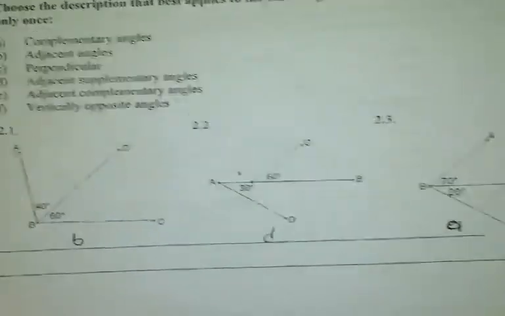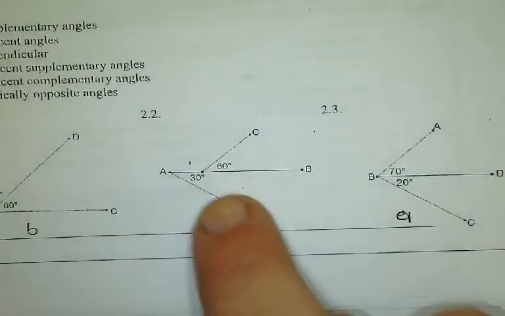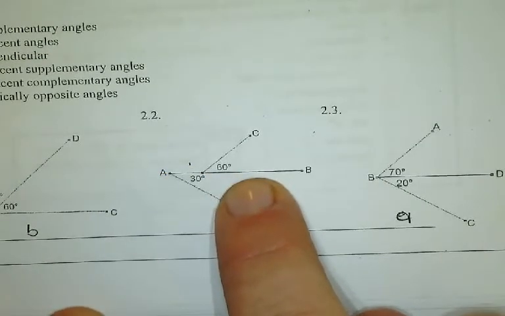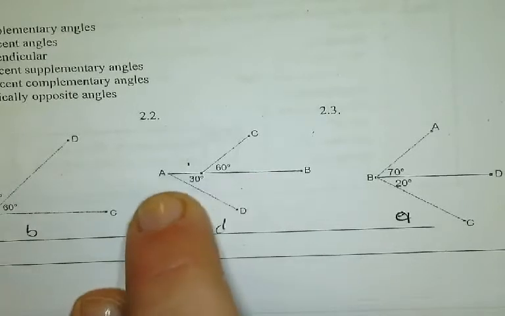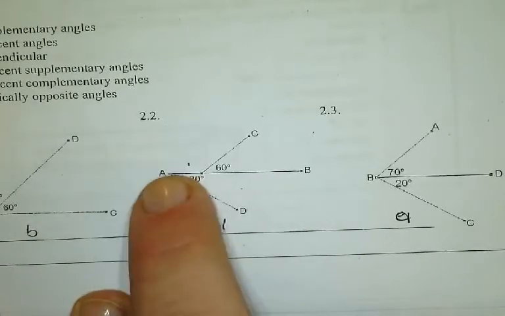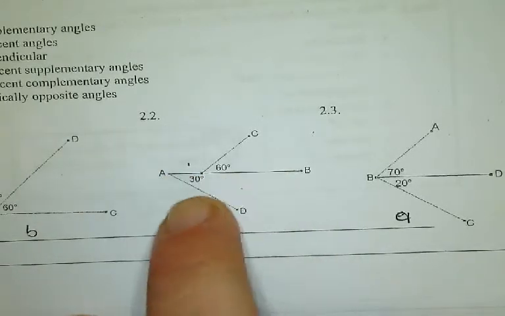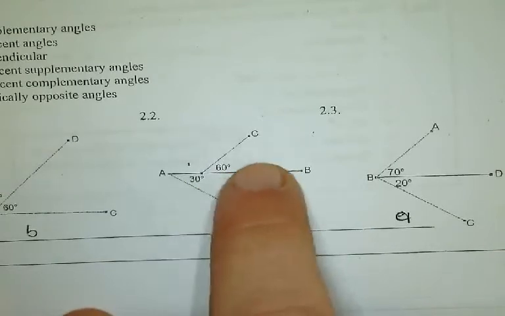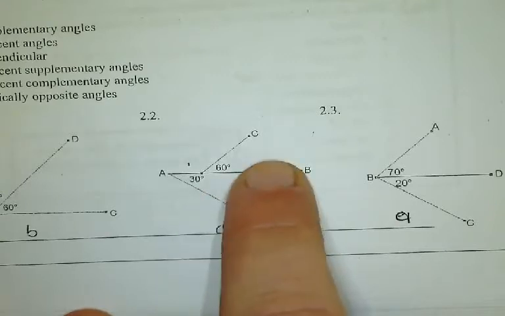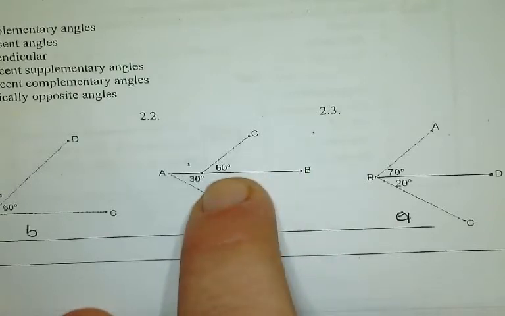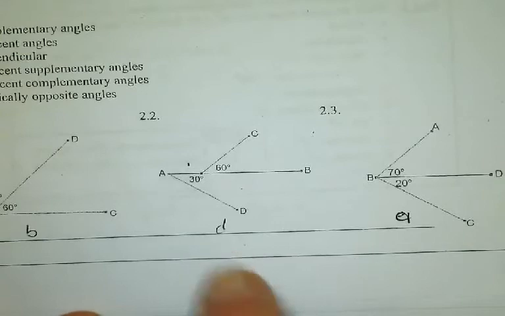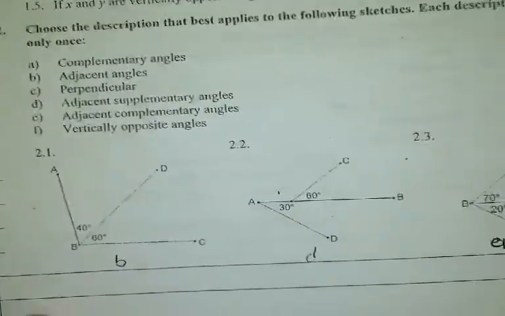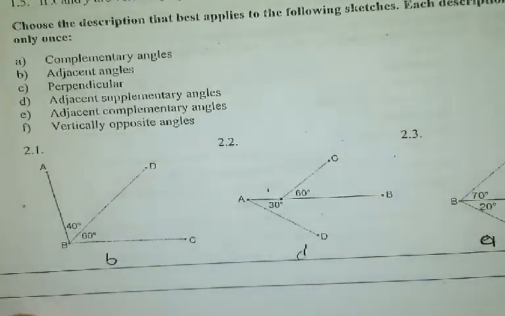For 2.2, these angles are not on the same vertices. I know it looks that way guys, but they need to have the same point. So these two angles are not adjacent. Right. 60 plus 30 gives me 90. So these two angles are complementary angles. Okay, so this is A.